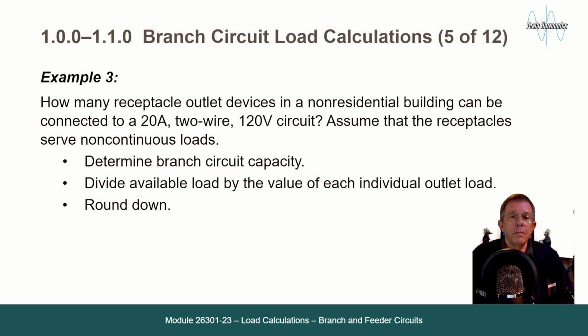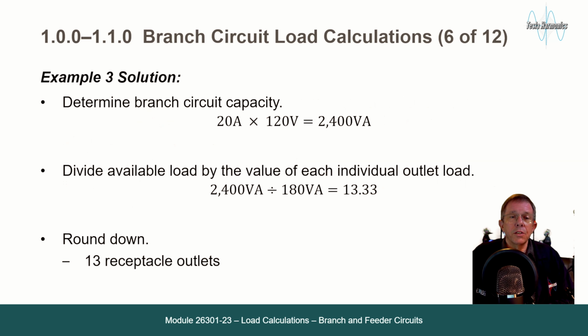Example 3, how many receptacle outlet devices in a non-residential building can be connected to a 20 amp, 2-wire 120 volt circuit? Assume that the receptacles serve non-continuous loads. Determine the branch circuit capacity. Divide available load by the value of each individual outlet load and round down. The branch circuit capacity would be 20 amps times 120 volts equals 2400 VA. Divide available load by the value of each individual outlet load. 2400 VA divided by 180 VA equals 13.33. Round down and it would be 13 receptacle outlets.